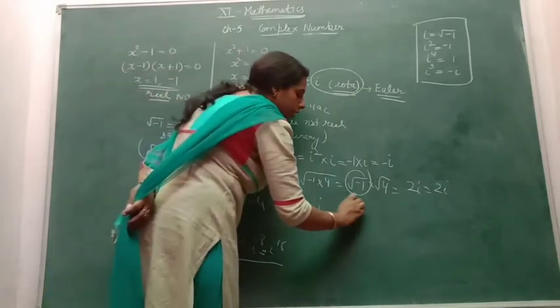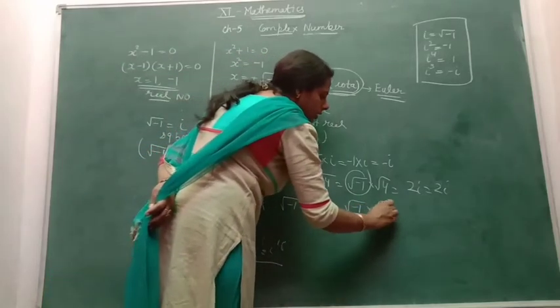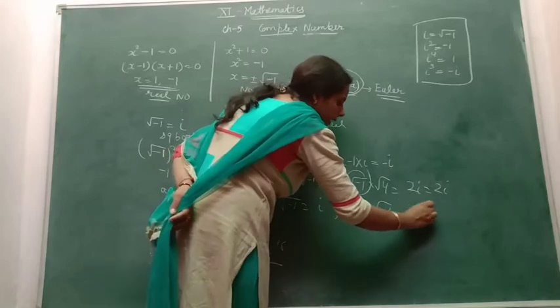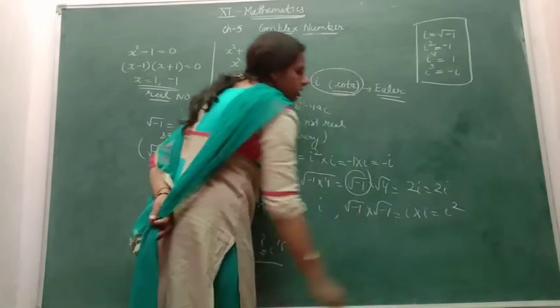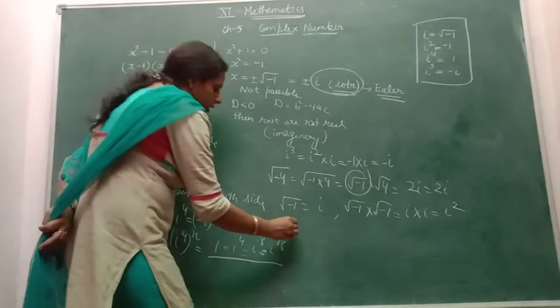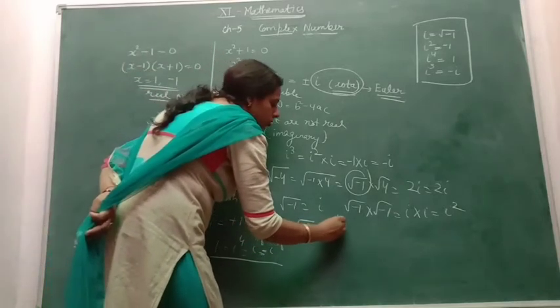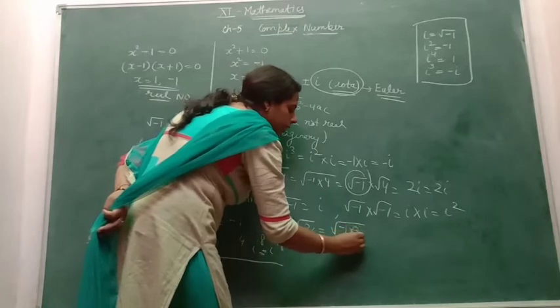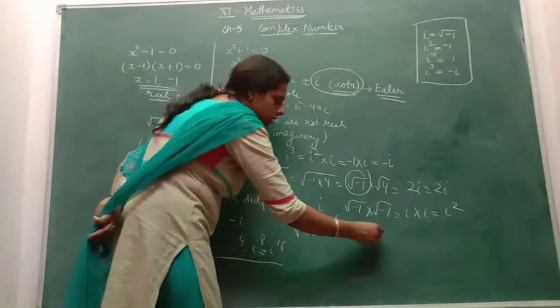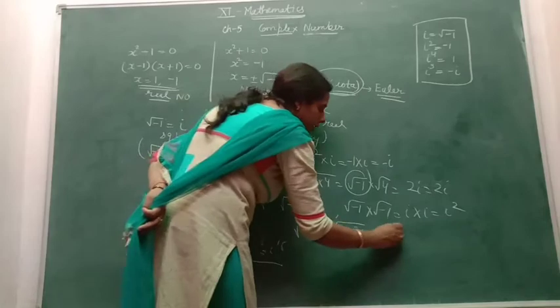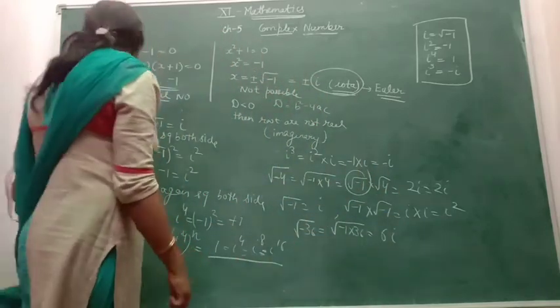Similarly, if I have root of minus 1 multiplied by root of minus 1, it means iota multiplied by iota, that is iota square. In the same way, root of minus 36 is equal to root of minus 1 multiplied by 36. Root of 36 is 6, root of minus 1 is iota, so the value is 6 iota.